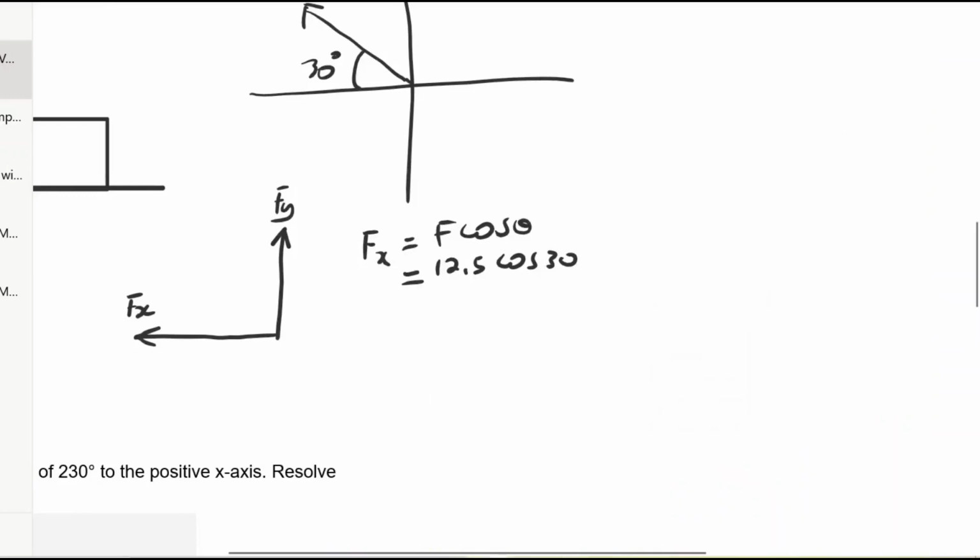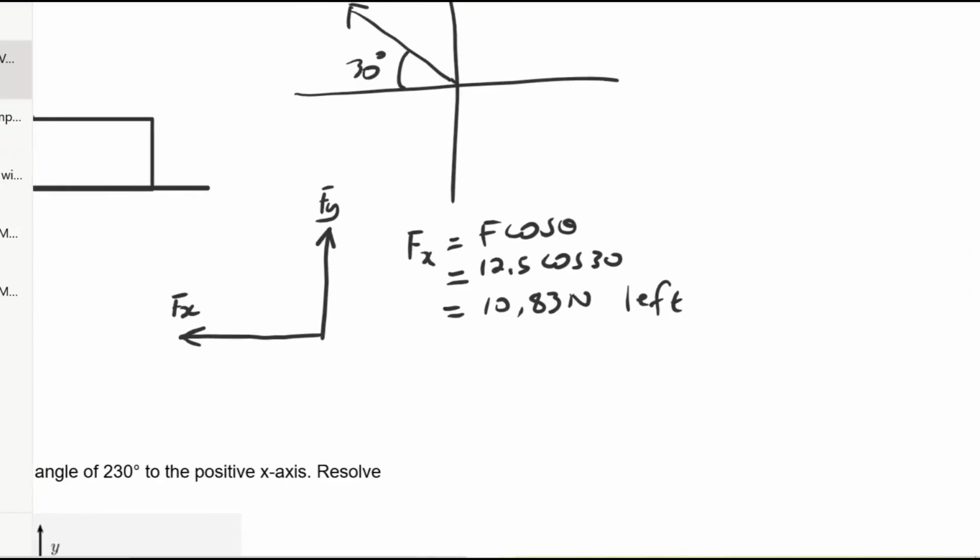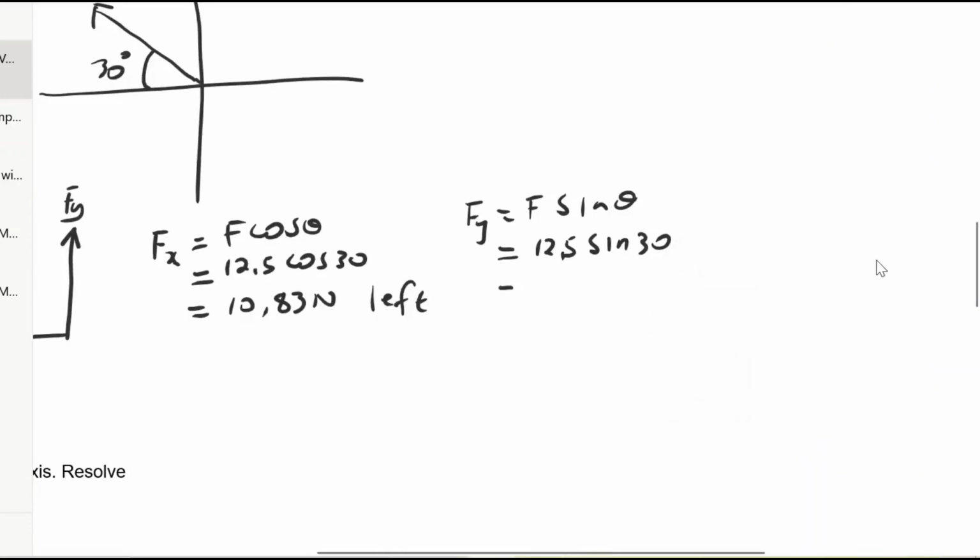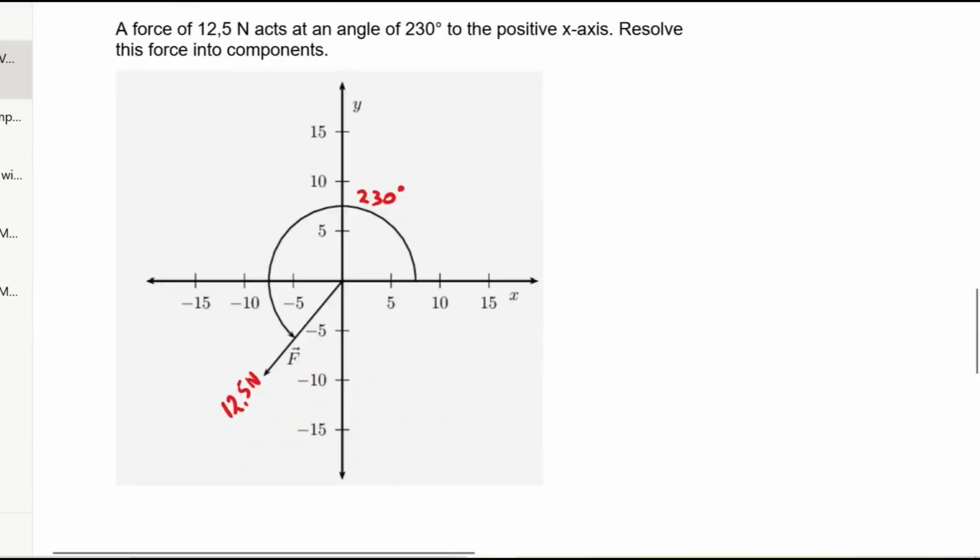This is equal to 10,83 Newtons to the left, okay? Because the force is in the second quadrant. And the magnitude of Fy is going to be F sine theta. This is going to be 12,5 Newtons times sine 30. And the answer is 6,25 Newtons. This is up in the positive y-axis. Here's another example.